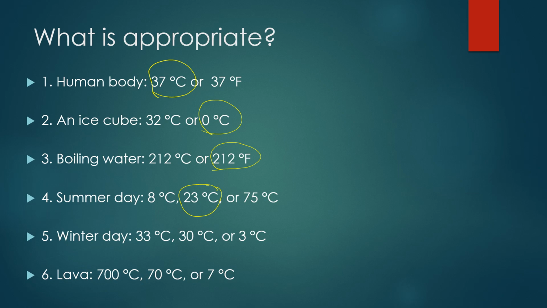A winter day. Let's think about a winter day. Again, 0 degrees Celsius is considered the freezing point of water, which is when we can get snow. Which of these values is closest to the value of 0 degrees Celsius? And that's going to be the 3. And then finally, lava. We have 700 degrees Celsius, 70 degrees Celsius, and 7 degrees Celsius. 7 degrees Celsius is too close to 0, which means it's closer to a freezing temperature, or a colder temperature. 70 degrees is not quite boiling. It is pretty warm, but lava can melt physical and solid objects. So lava is going to be closer to that 700 degrees Celsius.